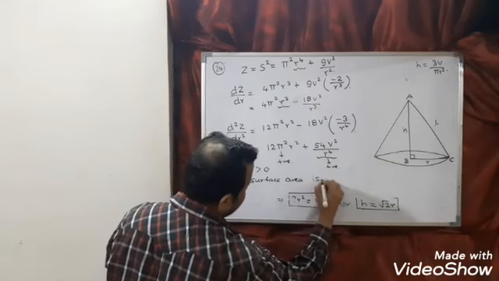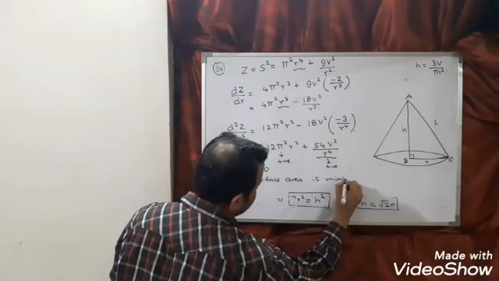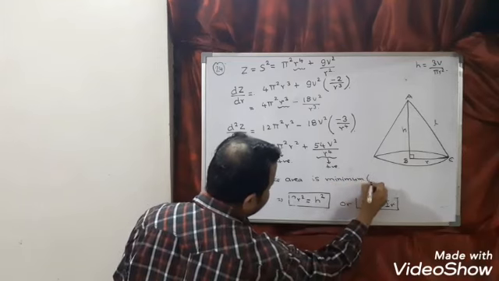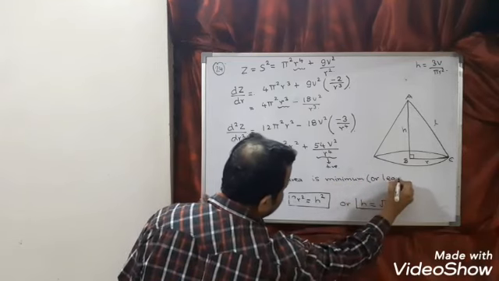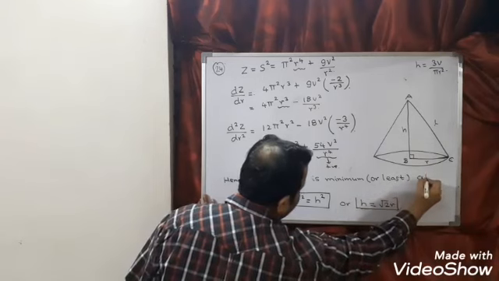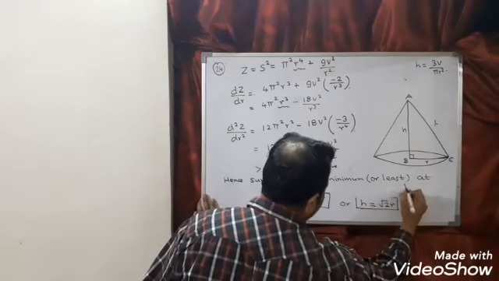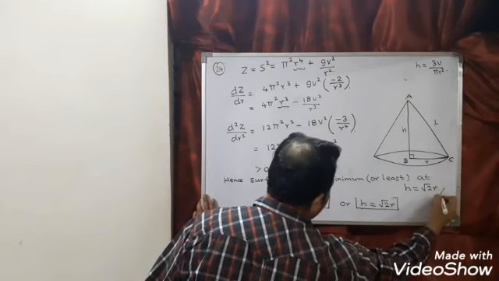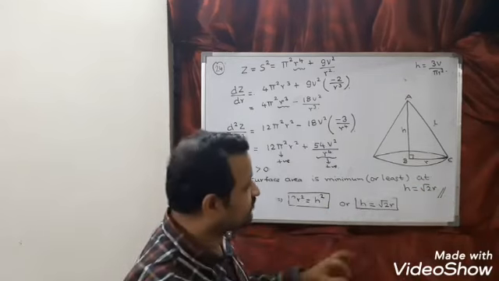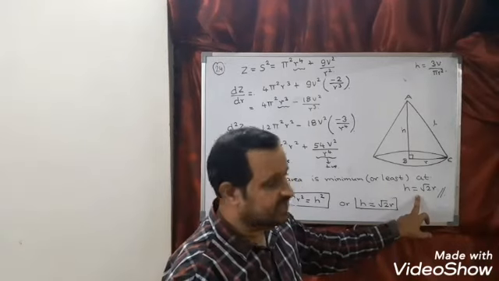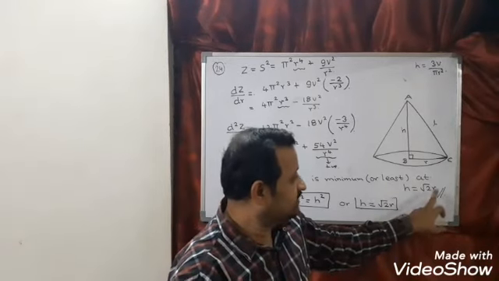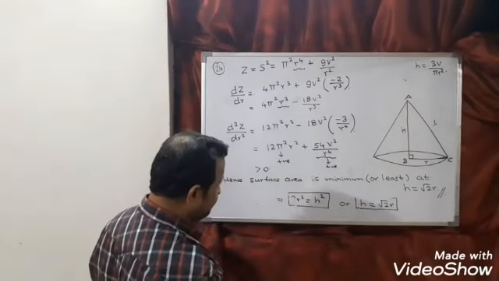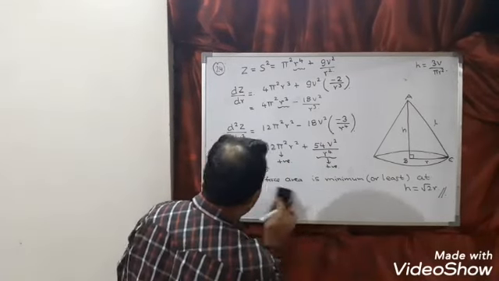So hence surface area is minimum, or you can say least, at h is equal to root 2 times r. So we have to show that altitude is equal to root 2 times the radius. So this is the required solution.